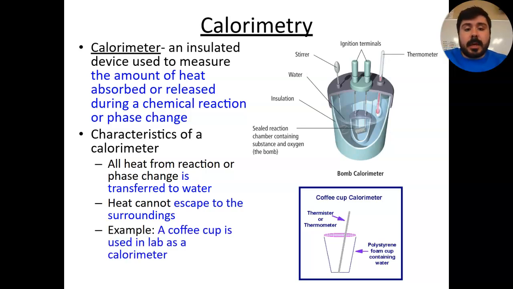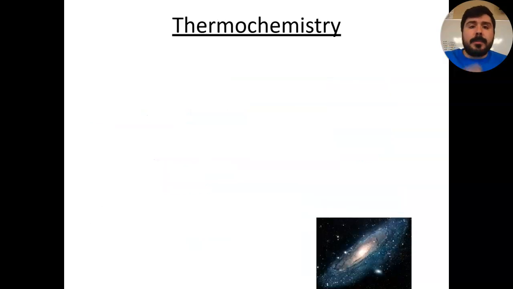So example, a very, very basic calorimeter I was just talking about, right? A coffee cup is used in lab as a calorimeter. Coffee cups have some really good insulation to them, a very basic form of insulation. It's going to be very useful for us when we go to actually measure the changes in temperature for our upcoming lab.